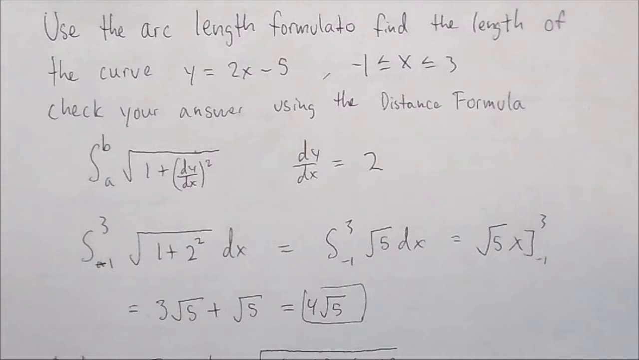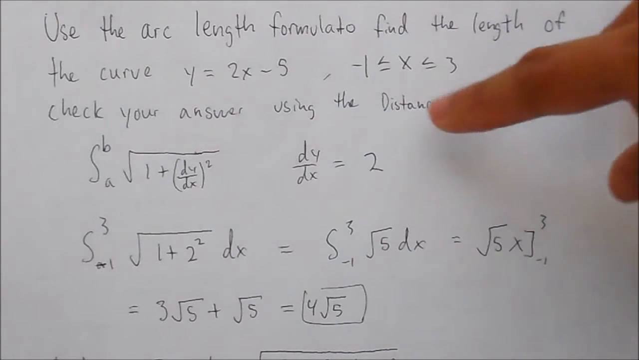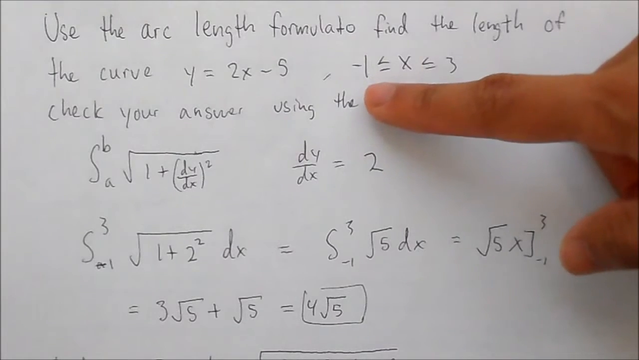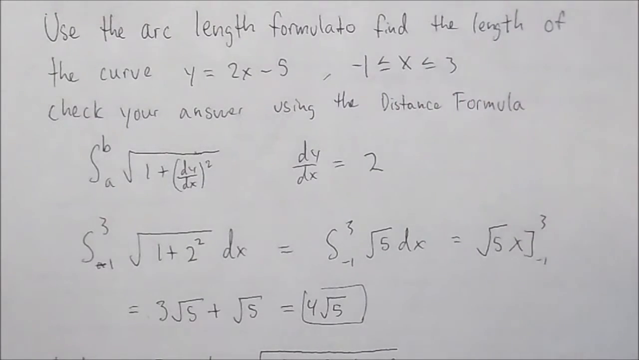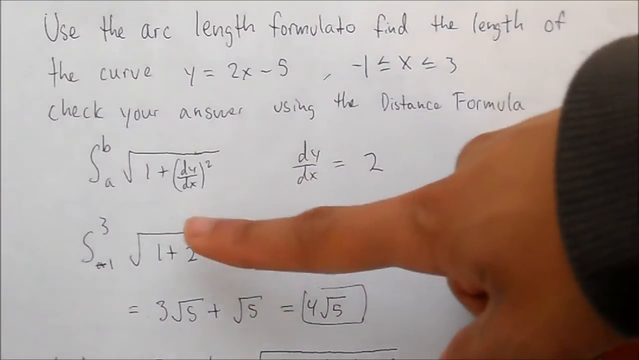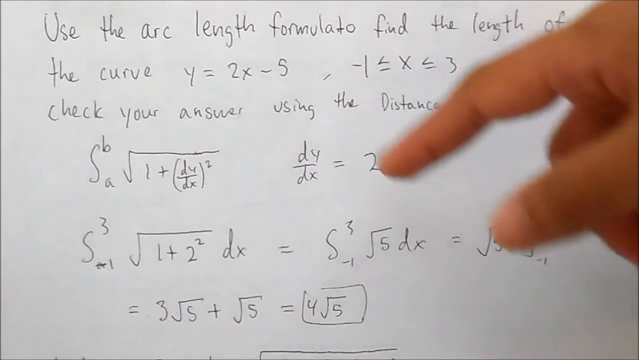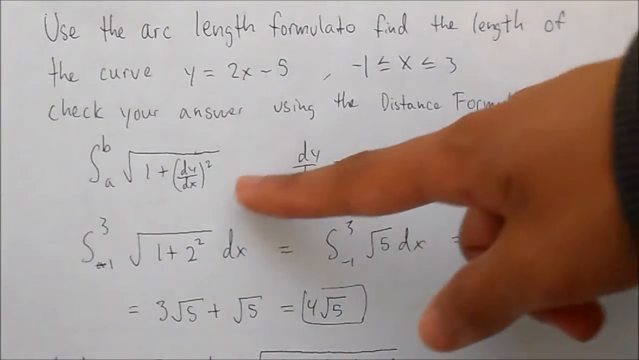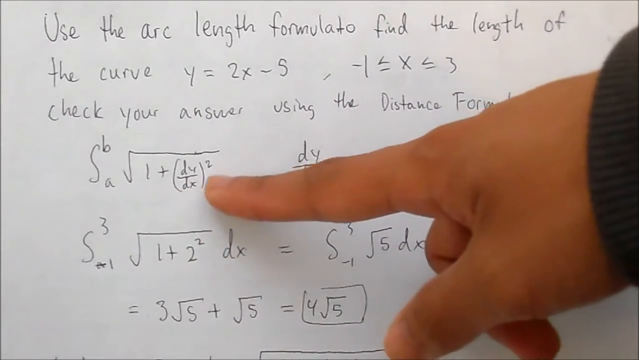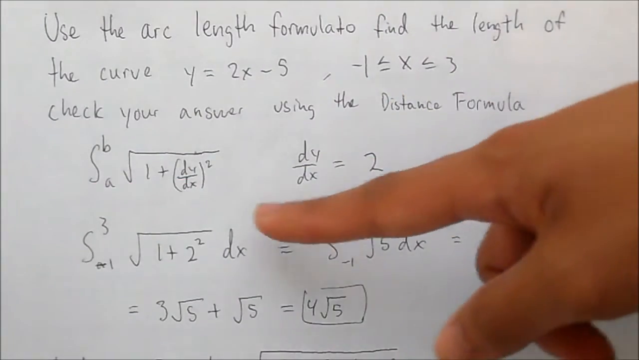All right, so here we're just finding the arc length of a line from the x value of -1 to 3. So we just use the integral formula again. Don't forget you can write f prime of x as dy over dx and square. That's the same thing. It's just Leibniz notation.